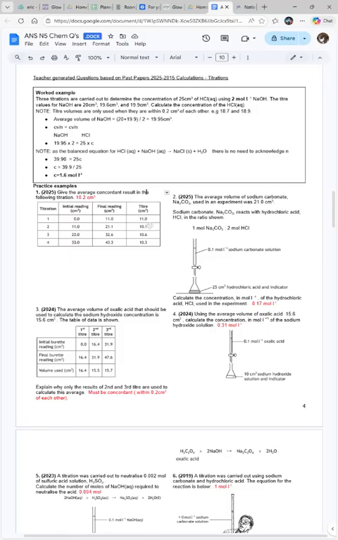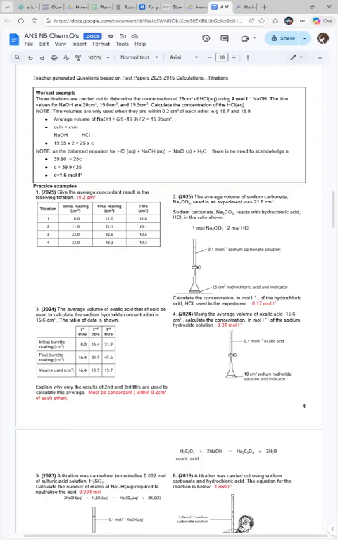So 11 and 10.1, nowhere near concordant. 10.1 and 10.6, nowhere near concordant. 10.6 and 10.3, not concordant. The only ones that are within 0.2 of each other are our titration 2, which is 10.1, and our titration 4, which is 10.3. So I would take those two, and I would take an average of them. An average of 10.1 and 10.3 gives us 10.2.